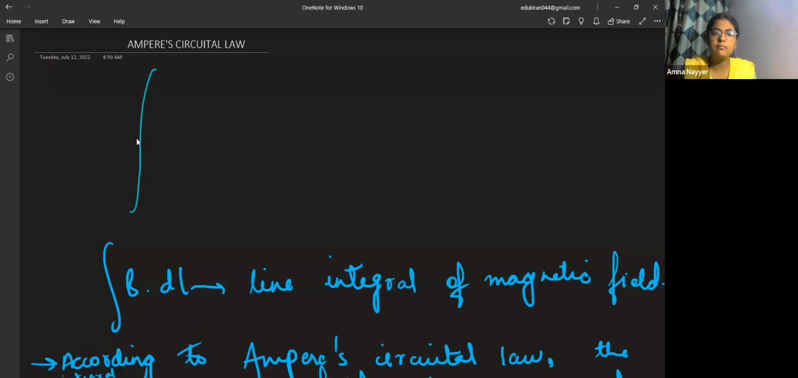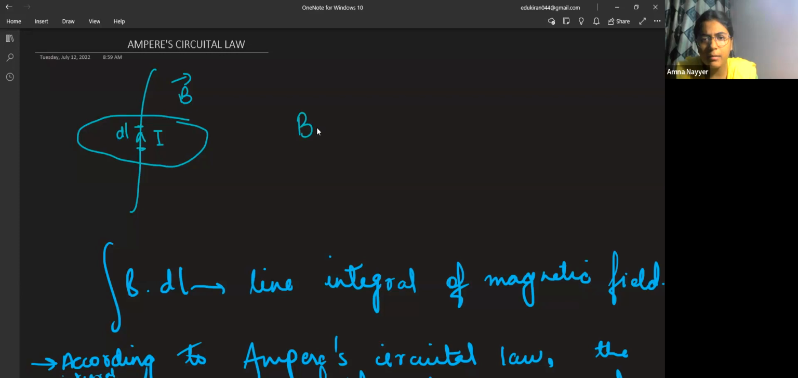Suppose this is a current carrying wire, which is carrying the current I. Let's say I have marked a loop over here, just a random loop. So some magnetic field will be existing over here. This will be having current element dL, all the things similar to Biot-Savart's law. If I take B dot dL, an integration of B dot dL.